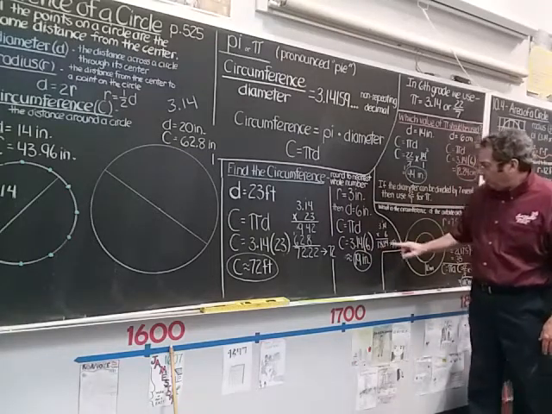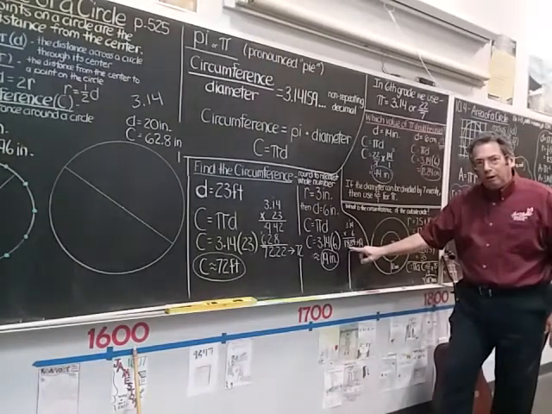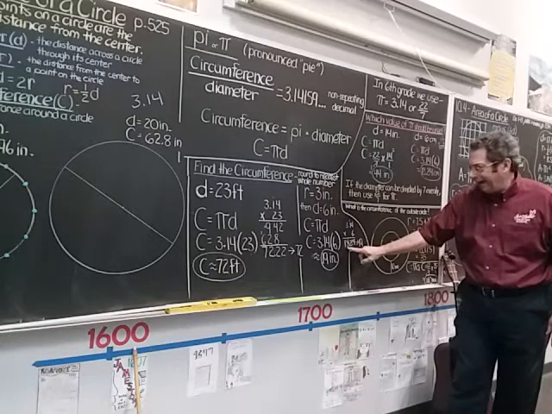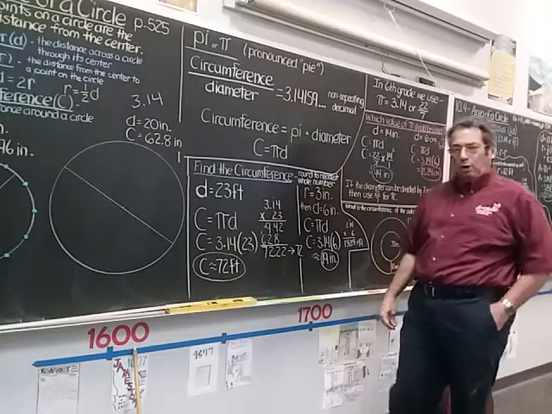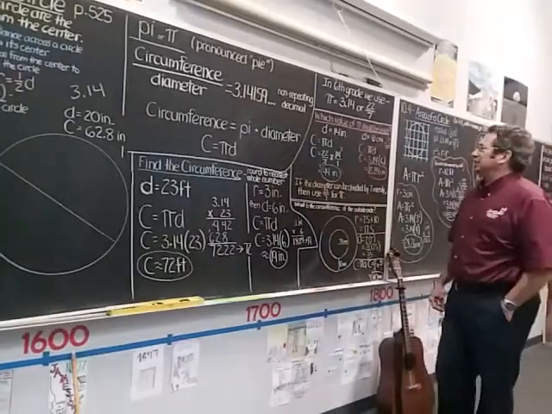And 3.14 times 6 is 18.84. I rounded that to the nearest whole number. There's an 8 in the tenths place, so I rounded up the 8 in the ones place to 9, and I get 19 inches. Approximately 19 inches around that circle. So just a couple more things I want to show you that you're going to use in the practice.